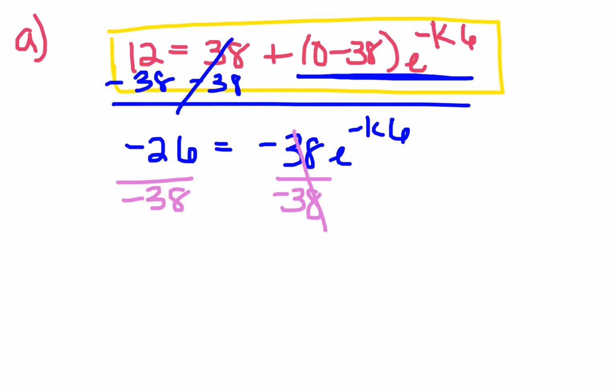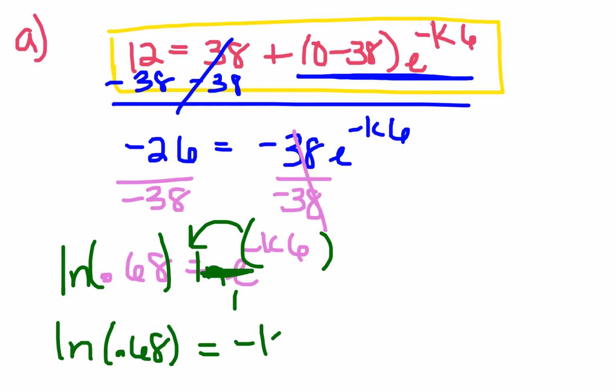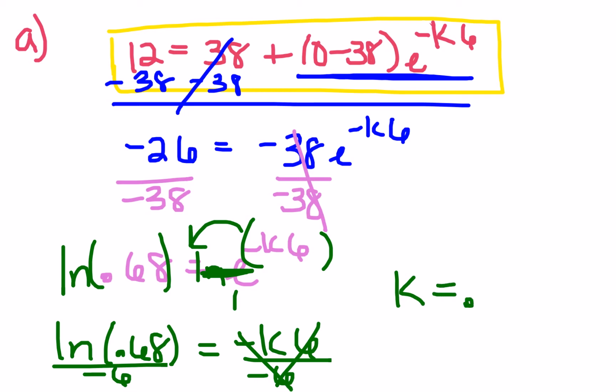When I do that, I end up with approximately 0.68 equals e to the negative k times 6. Now to solve for k, which is my variable, I'm going to need to bring it down from the exponent, and I'm going to do that by using ln, because ln and e go together. This whole entire thing will come down now, and the e will become a 1. So I really have ln of 0.68 equals negative k times 6. To solve for k, I'm just going to divide by negative 6 on either side, because that'll cancel out the negative and the 6. And I'm going to get k equal to 0.063.